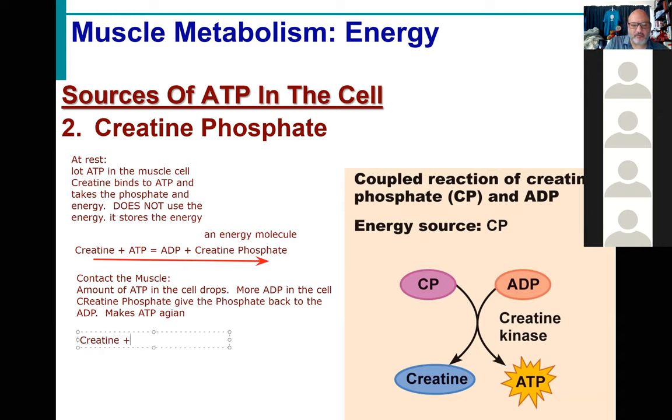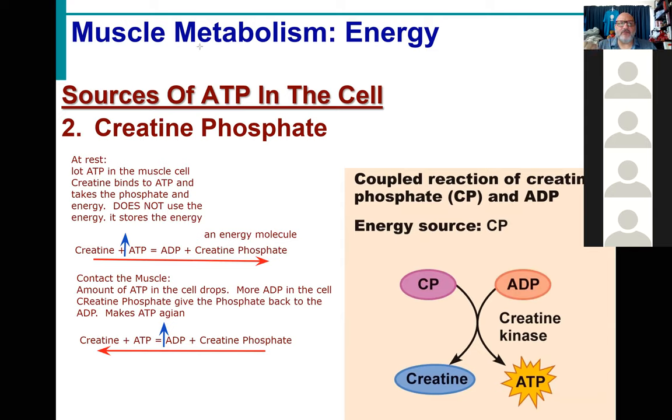So notice we have this same reaction. Creatine plus ATP equals ADP plus creatine phosphate. However, now that the muscle is contracting, what ends up happening is that this chemical reaction goes to the left. So notice, and I will cheat here by making this smaller. When there is a large amount of ATP, this is going to go to the right. When there is a large amount of ADP, because the muscle is contracting, it is going to go to the left.